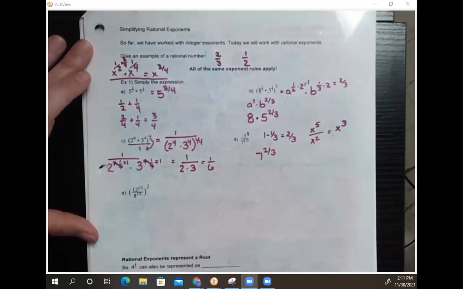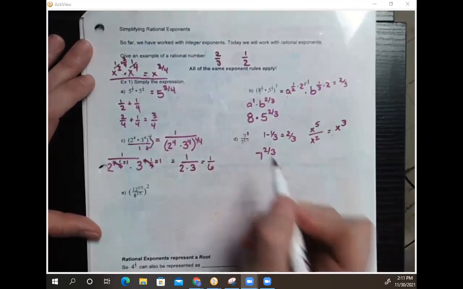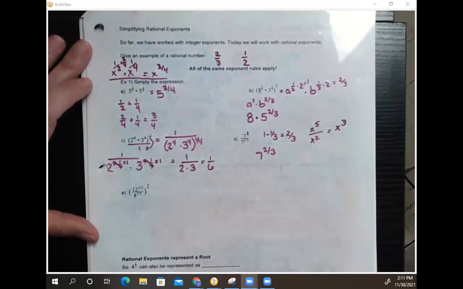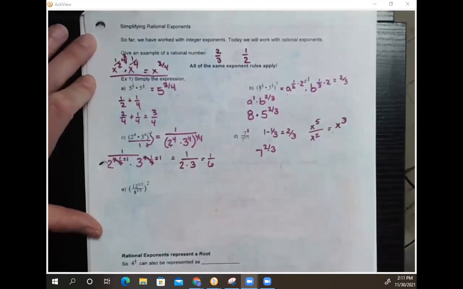I'm using all of those same exponent rules that we've already discussed. Just now I'm using them with fractions, and in some cases I have bases that are numbers instead of variables. But the rules are the same. The rules have not changed.